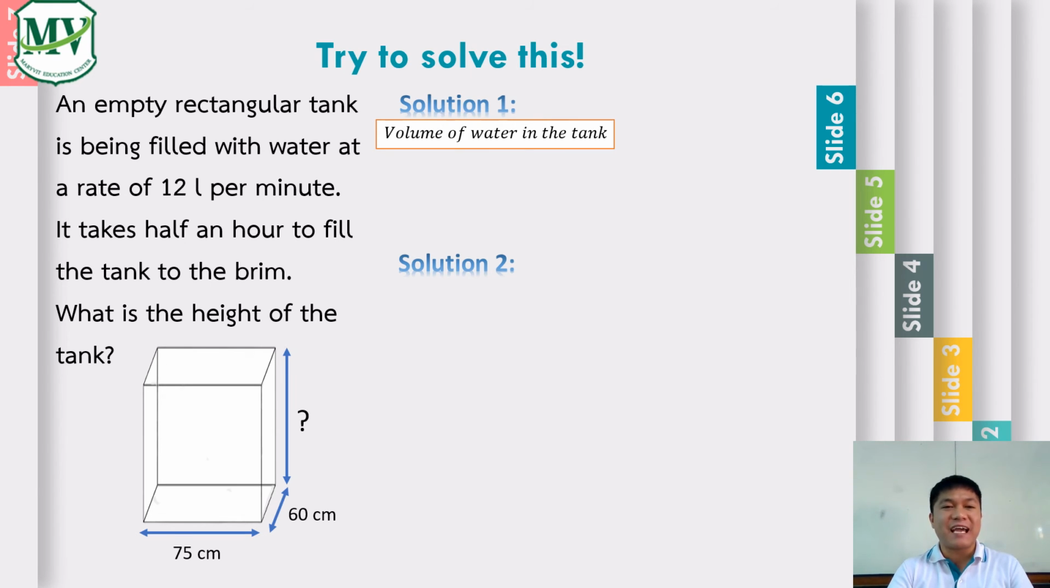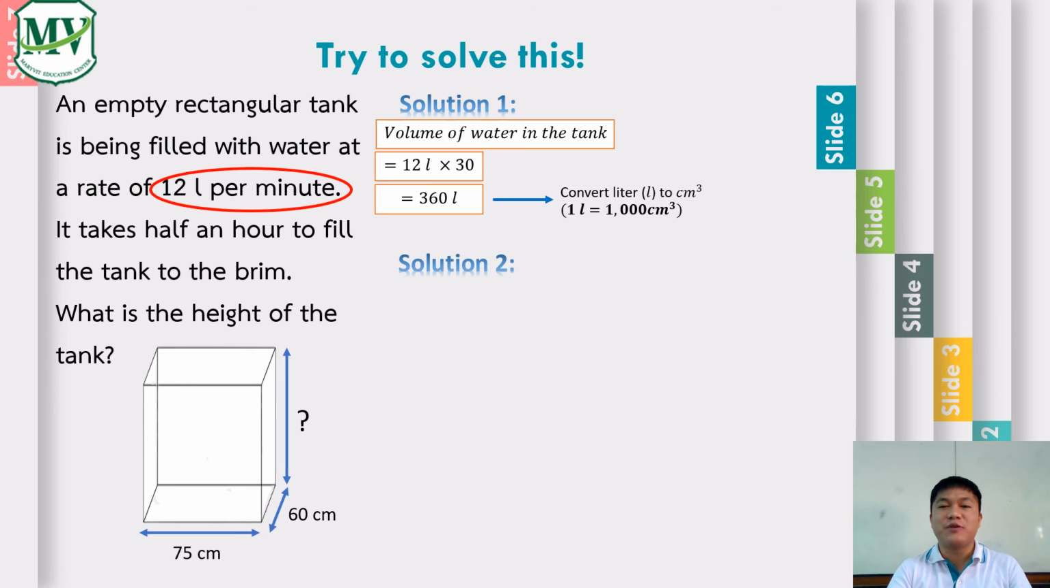Since a rectangular tank can be filled with water at a rate of 12 liters per minute, and it takes half an hour to fill the tank to the brim, which is equal to 30 minutes, we are going to multiply 12 liters times 30, and the product is 360 liters. We need to convert this to cubic centimeters by multiplying it by 1,000, and the product is 360,000 cubic centimeters.